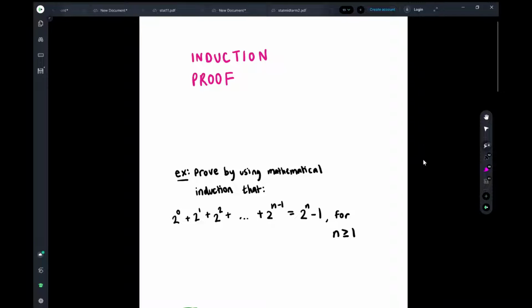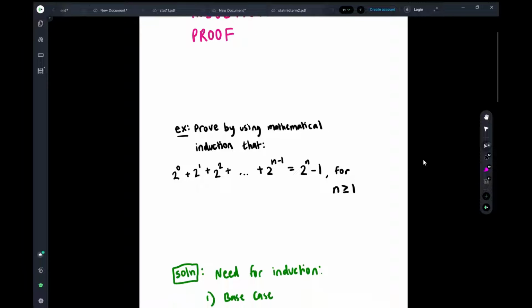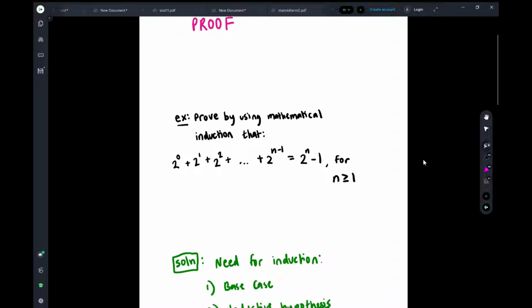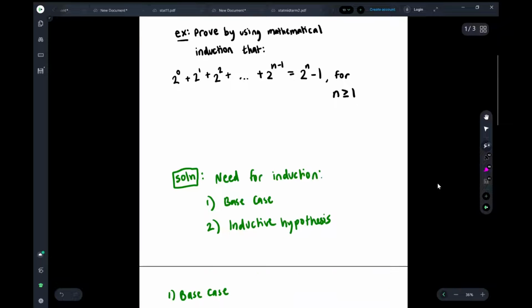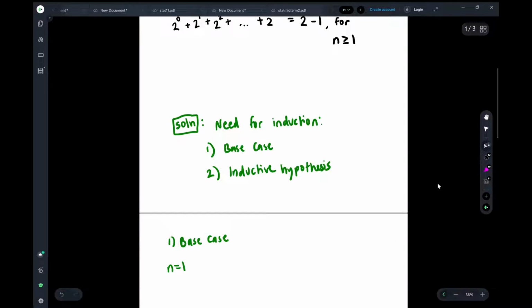Today we're doing an induction proof. So let's just jump right into the example, which is: prove by using mathematical induction that 2^0 + 2^1 + ... + 2^(n-1) = 2^n - 1 for all n greater than or equal to 1. For our induction solution, we'll need two things.